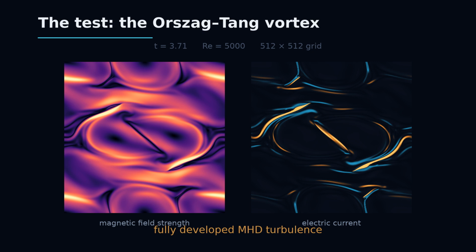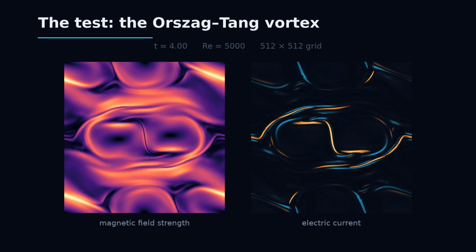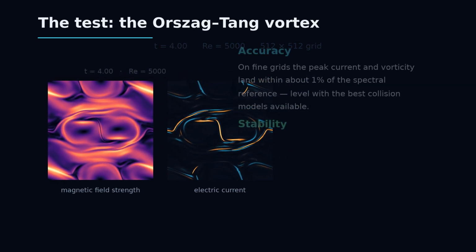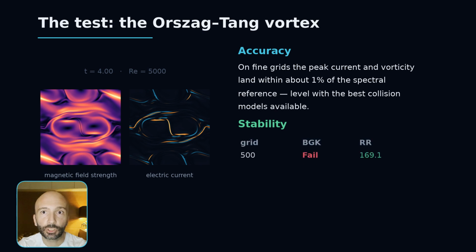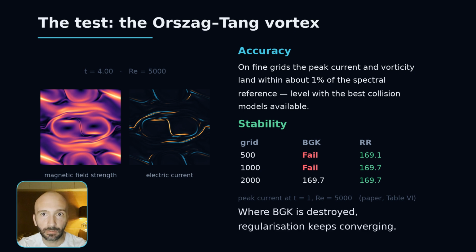On fine grids, the peak current and vorticity land within about 1% of the spectral reference, level with the best collision models available. On coarse grids, the difference is starker. Where BGK is simply destroyed, recursive regularization keeps producing converged numbers.